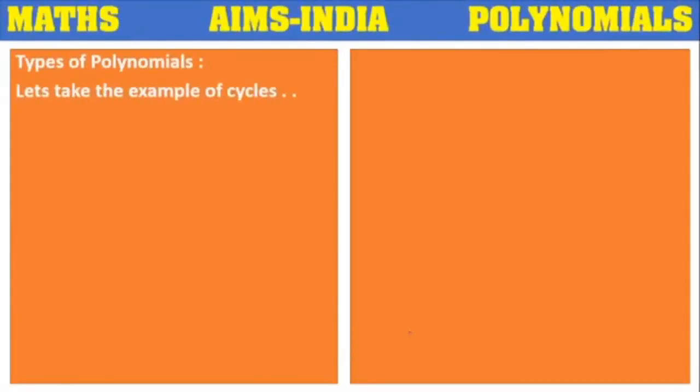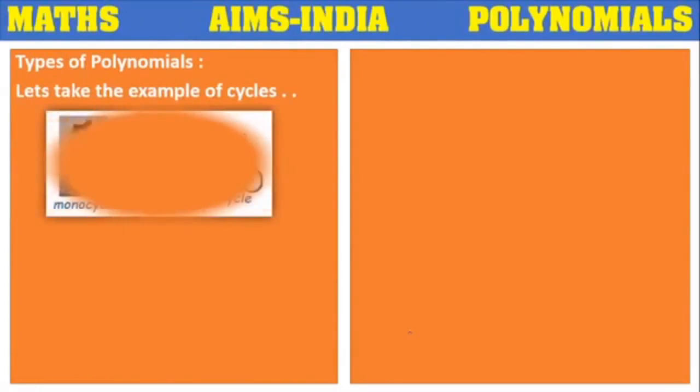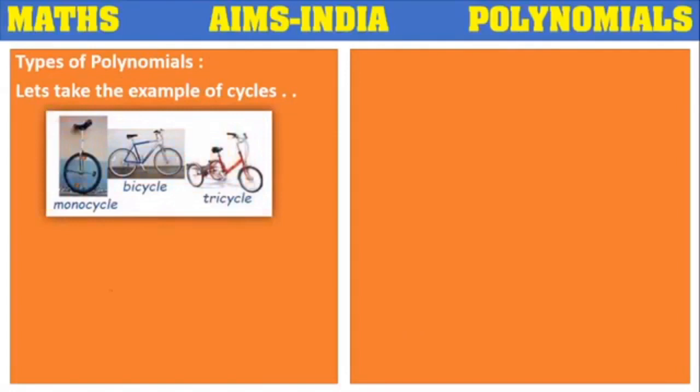Types of polynomials. Before going to discuss types of polynomials, let's take the example of some cycles. This cycle has only one wheel, one tire. One tire means we use the word monocycle. Here 2 tires are there, we can call it a bicycle. Here 3 wheels or 3 tires are there, we can call it a tricycle. So cycles, based on the number of wheels, we have divided into monocycle, bicycle, tricycle.